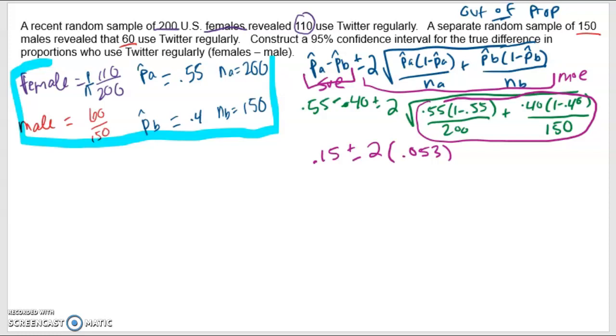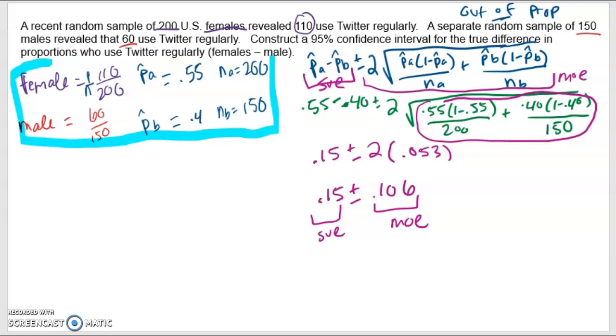Okay, so multiplying by 2, I get 0.15 plus or minus 0.106. So this here is my single value estimate. This is my margin of error. Single value estimate is my best guess at what I think the true difference in proportion is. It is not the true proportion, it's just what I think it is.